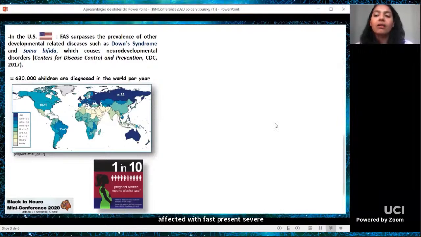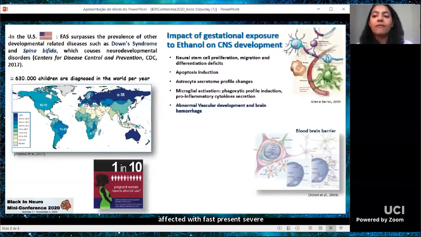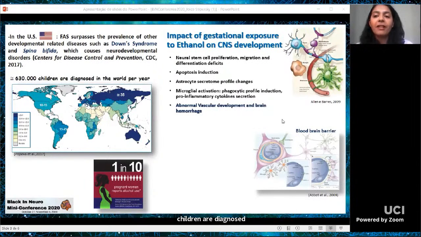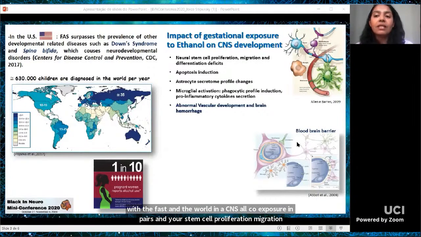In the CNS, alcohol exposure impairs neural stem cell proliferation, migration, and differentiation, induces apoptosis, astrocyte function deficits, and neuroinflammation by induction of pro-inflammatory cytokine production by microglia activation. Interaction of brain vasculature with neural cells such as astrocytes is essential to provide nutrients, oxygen, and to control the passage of substances from bloodstream to brain parenchyma, characterizing the main functions of the blood-brain barrier. Until now, little is known about the effect of ethanol exposure on vascular development and BBB establishment.